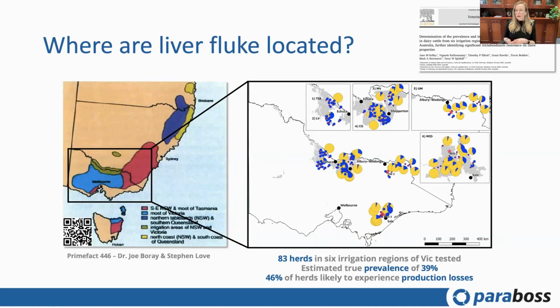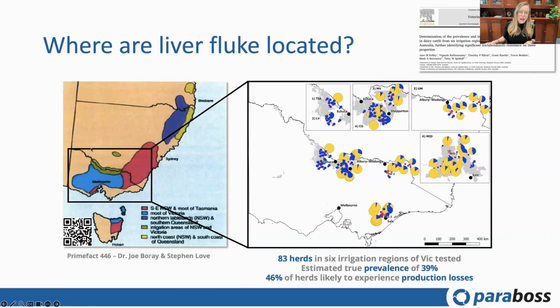I guess what we might call the grandfather of liver fluke research was, fortunately for us, based here in Australia for much of his career, and he produced an extensive body of work that does include distributions of this parasite across the country. So I've included some of his original work here, which is available from Prime Fact 446. That's Dr. Joe Boray's work and legacy. So you can find this Prime Fact by scanning this QR code if you'd like, and I'd recommend you do because there's quite a lot of useful information on it.